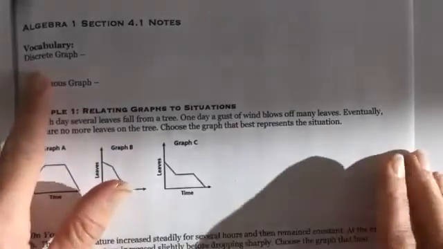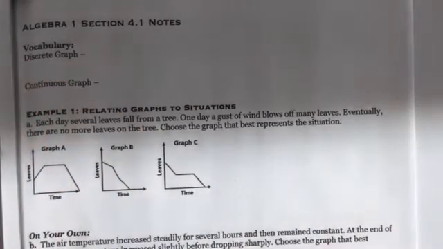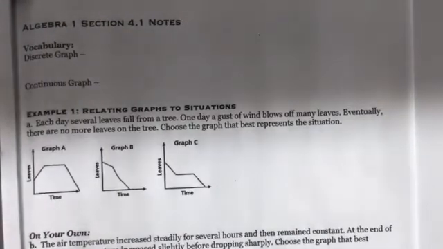A discrete graph is composed of distinct points. So I'm trying to think of, like, if I was charting how many hamburgers kids ate at lunch today. You can't go to the lunchroom and only have a half a hamburger. You can't have 2.5 hamburgers. You can't have 1 1/3 hamburgers. They're going to give you a burger. So it's an exact amount. Okay, there's nothing in between.